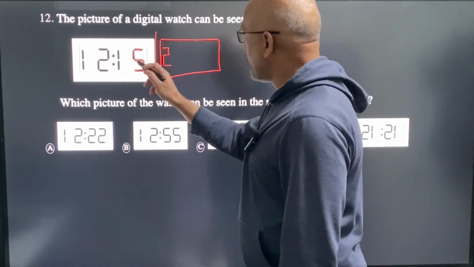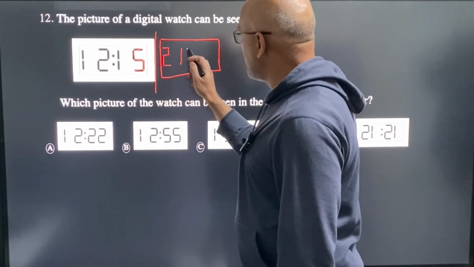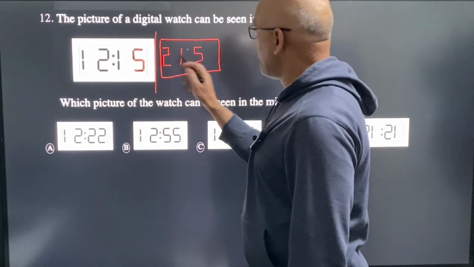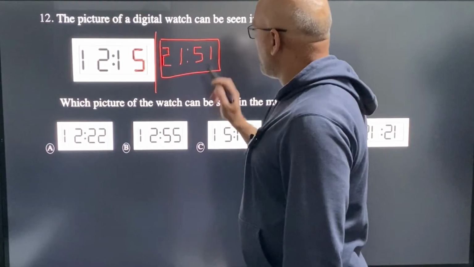1 is just a straight line parallel to the mirror, so 1 will stay like that. And then 2 again will look like a 5. You can verify. And then 1 will stay like that.